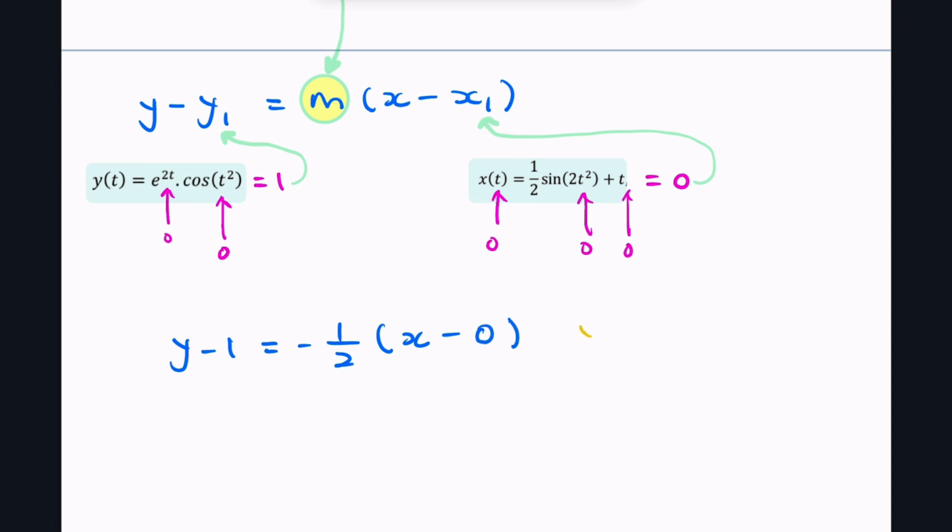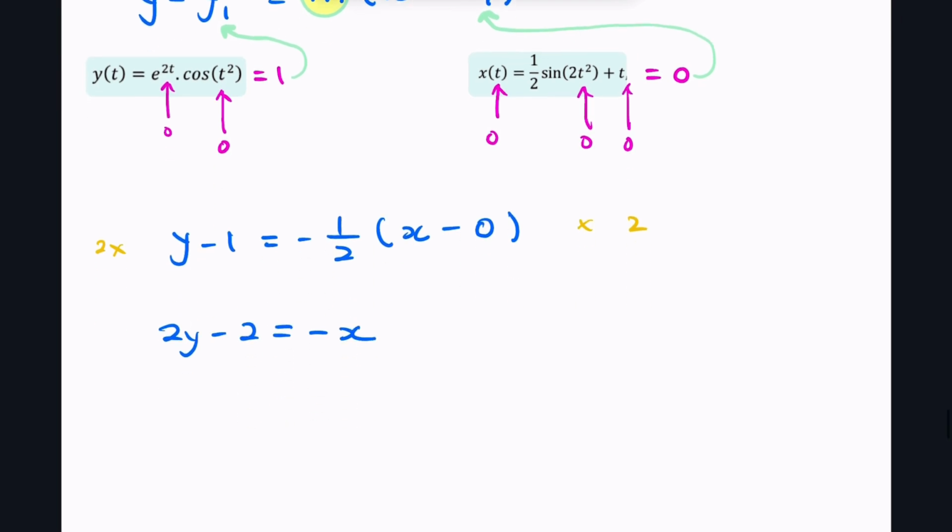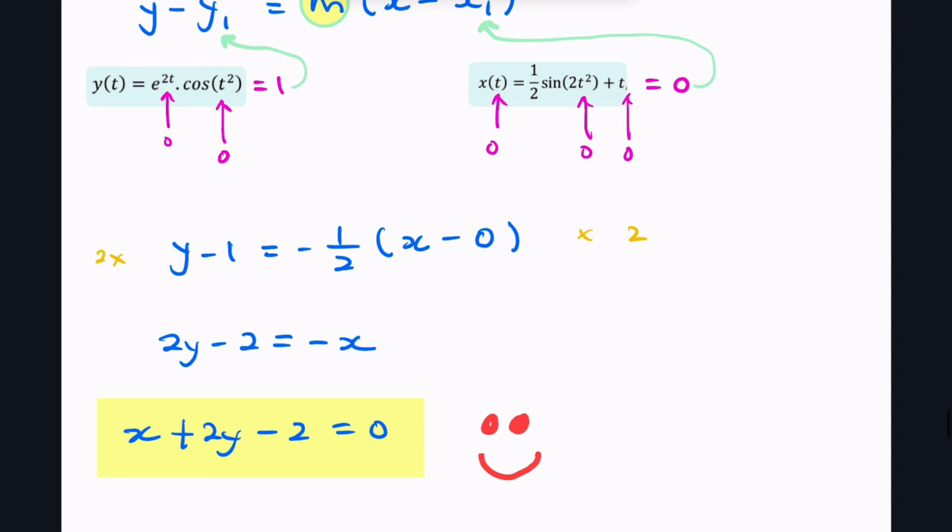And if we multiply both sides by 2, we have 2y minus 2 equals negative x. Or we can say x plus 2y minus 2 equals 0. And that would be your final answer. That's the equation of the normal at the point t equals 0.